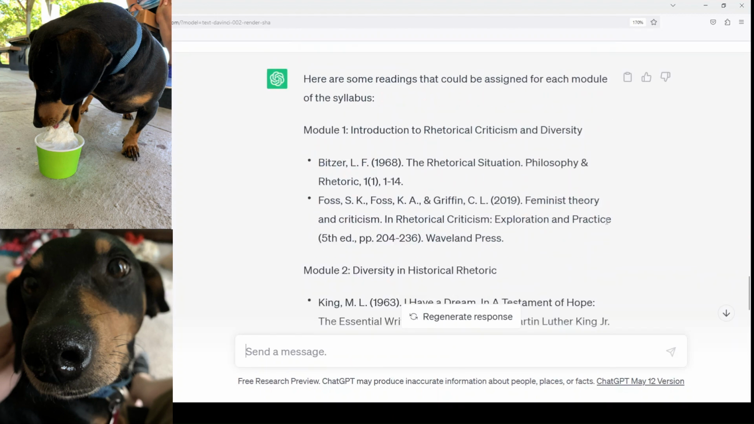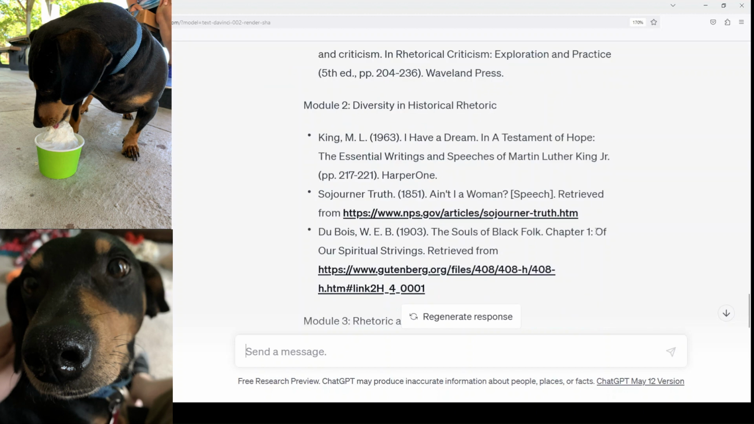Alright, so ChatGPT did give us some readings that we could use, starting with some introduction. Lloyd Bitzer's rhetorical situation is a fundamental concept about how we understand rhetoric as responding to a particular situation and how rhetoric is used to address an exigence. So I would start there. Having some specific texts and speeches that you could analyze in week 2.